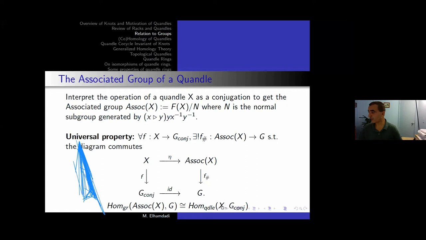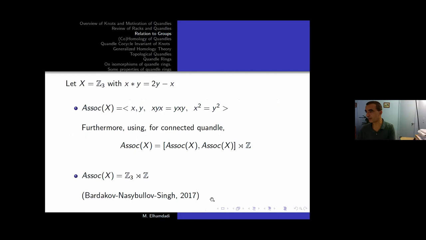Now, these are two quandles, these are two groups. This is a homomorphism in the category of groups, this is a homomorphism in the category of quandles. Here is a nice, simple example. The dihedral quandle R3, integers mod 3 with this binary operation. One can compute the associated group of it. It's given by generators x, y with the following relations: xyx = yxy, and x squared equals y squared. If you focus on the first one, some may recognize that this is the braid group on three strings, B3. B3 is given by two generators x, y such that xyx equals yxy. Now, since you have an extra relation here, this is a quotient.